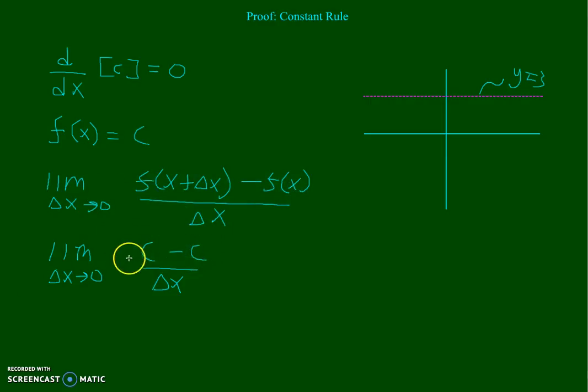So back to it here, we can see that the limit as delta x approaches 0 of 0 over delta x. We never get to the chance where we're actually taking the limit, because 0 divided by anything is simply 0. And so there we have it. The derivative with respect to x of any constant c equals 0.